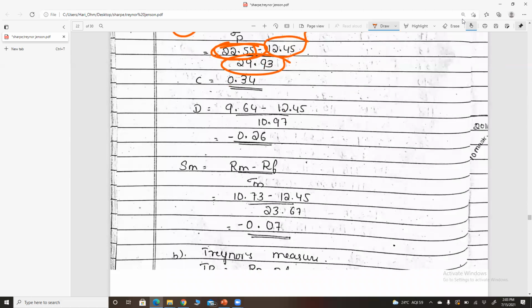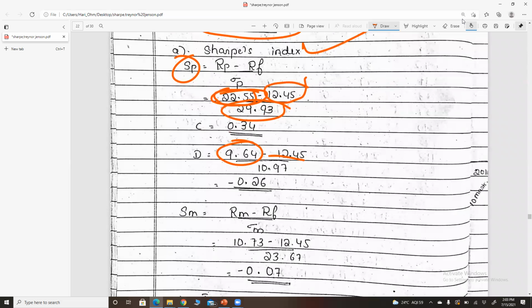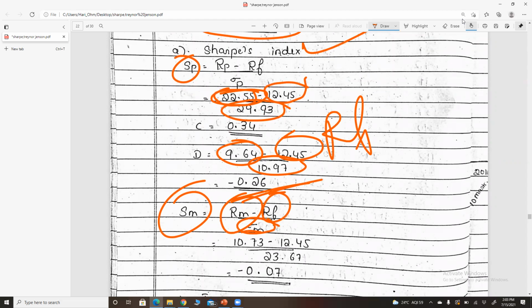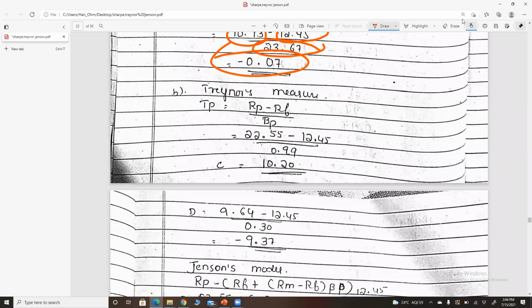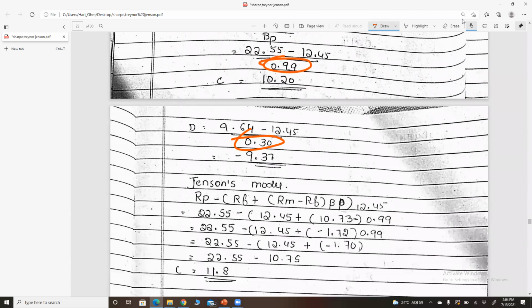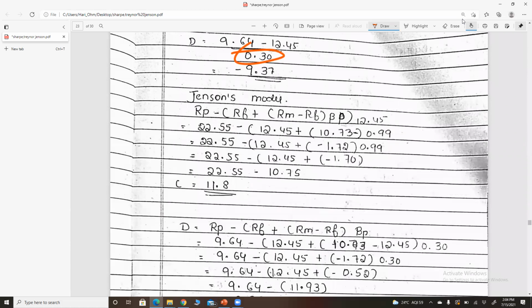See here, 9.64 and 10.97. 12.45 is the RF. Then the answer is minus 0.26. Like that, calculate for the market: RM, RF, and standard deviation M. 10.73 is the RM, RF is 12.45, and standard deviation M is 23.67. So the answer is minus 0.07. Like that, to calculate Treynor's measure, in a similar way, here you have to take beta of C and beta of D. Then go for Jensen's model.